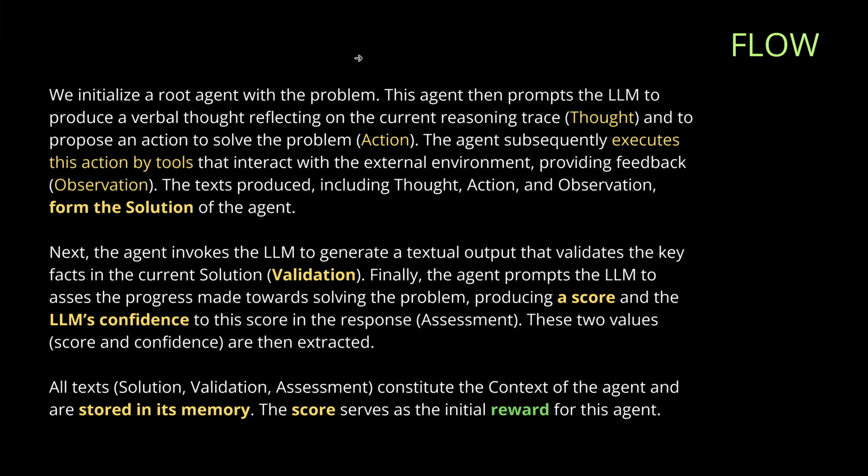So let's start with the flow that's working here. We have a root agent with my query. The agent then prompts the LLM to produce a verbal thought reflecting the current reasoning trace and to propose an action to solve the problem. The agent then executes this action by tool use, function calling, and interacts with the external environment, providing feedback, what we call observation. So then we have produced thoughts, actions, and observation, and this forms together the solution, what we call in this paper the solution of the agent.